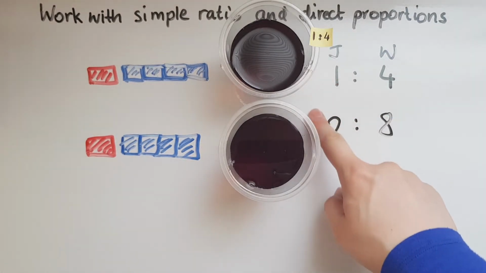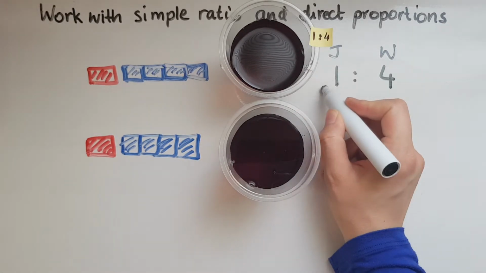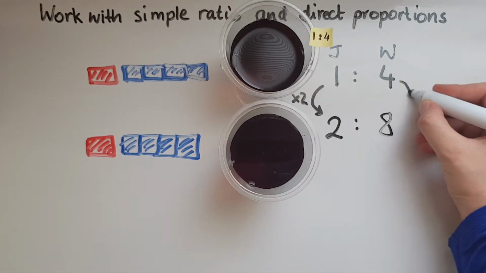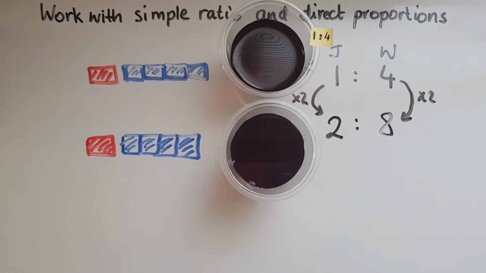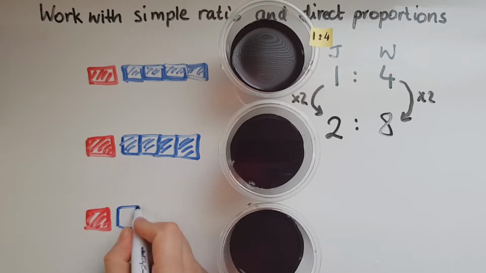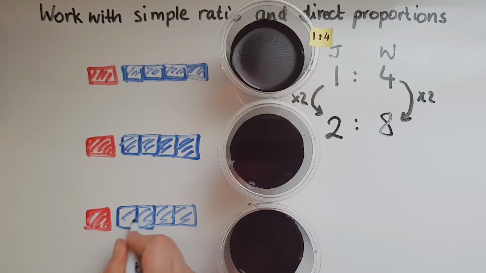What's happened to the amount of juice? It's gone from 1 to 2, so it's doubled. Multiplied by 2. What's happened to the amount of water? It's doubled as well, so it's been multiplied by 2. So if I want to make another cup of drink, there we go. I'll need to mix again for that drink 1 part juice and 4 parts water. 1, 2, 3, 4 parts water.